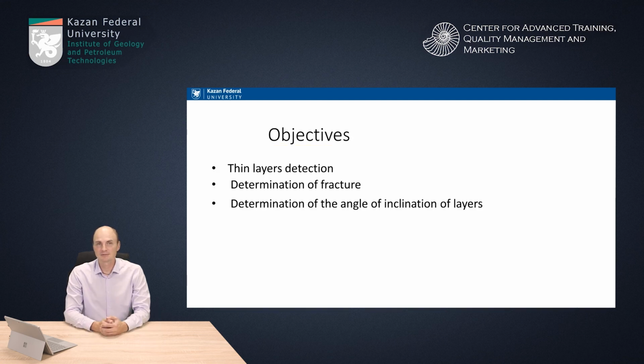The main objectives of the formation microimager are thin layer detection, determination of the presence of fractures, and determination of the angle of inclination of layers and fractures.